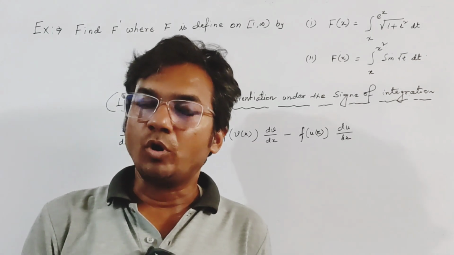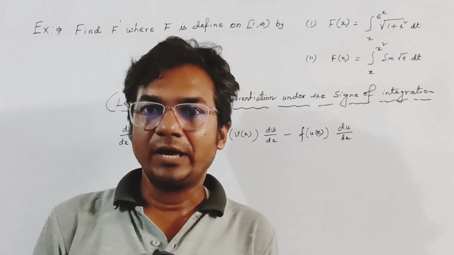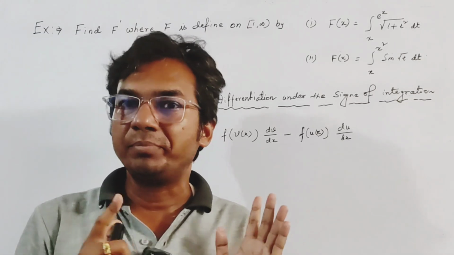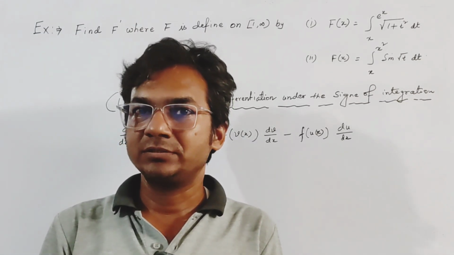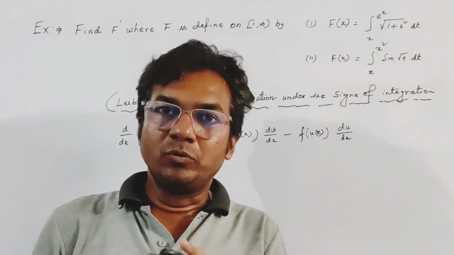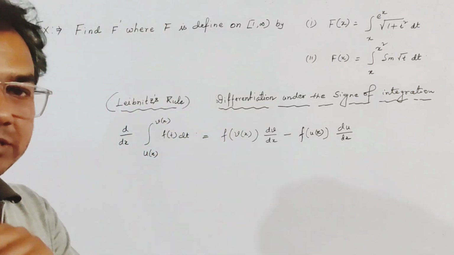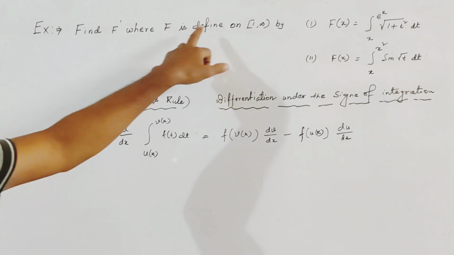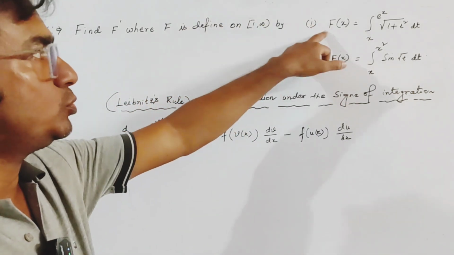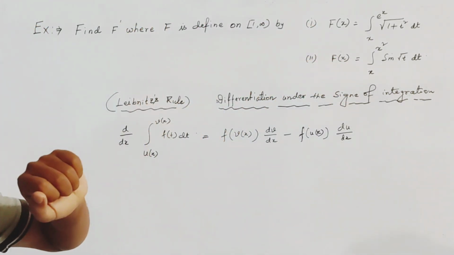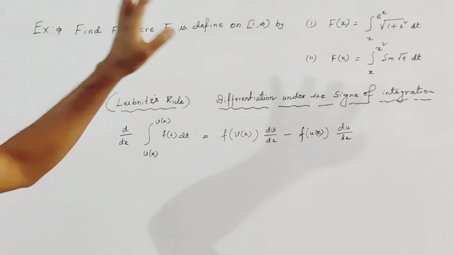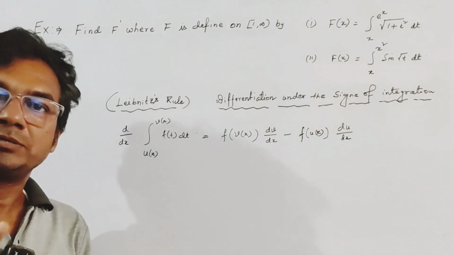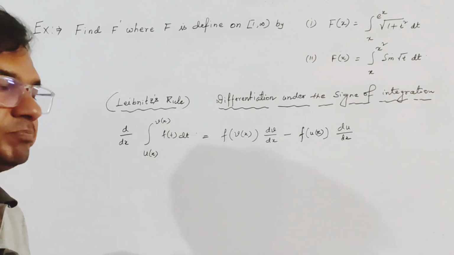This is a problem of Riemann integration, and it is from a popular book of real analysis. In this problem, we have to find f dash, where f is given by this. Two problems are given here. I will solve only one here, and you must try the second problem in a similar way.